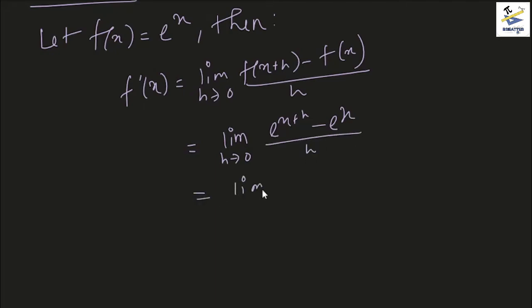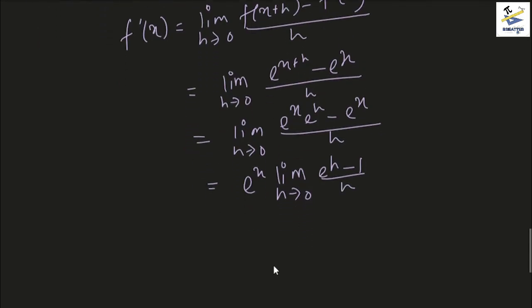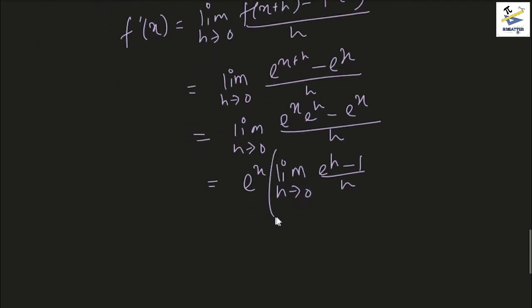Using the law of indices, we can write this as e to the power x into e to the power h minus e to the power x, whole divided by h. Now we can take e to the power x common, as the limiting variable is h, so e to the power x is basically a constant here. We can write e to the power x into limit h tends to 0 of e to the power h minus 1 divided by h. And as we know from previous experience, this limit is again equal to 1, as I have proved. So the answer is e to the power x.